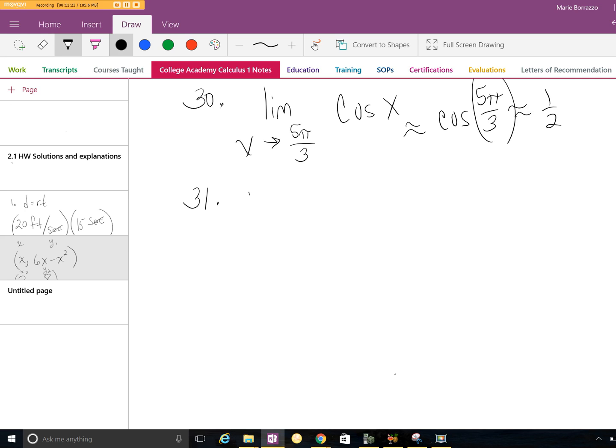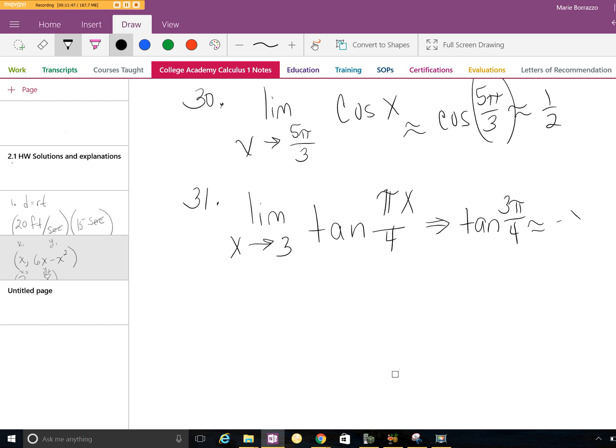I'm about to go mow my lawn, so let me see if I get this done fast because it's about to rain. So limit as x approaches 3, and we have the tan of pi x over 4. So we end up with the tan of 3 pi over 4, and that should be -1. Again, we're using scientific calculator or some form of technology to solve for these quickly.